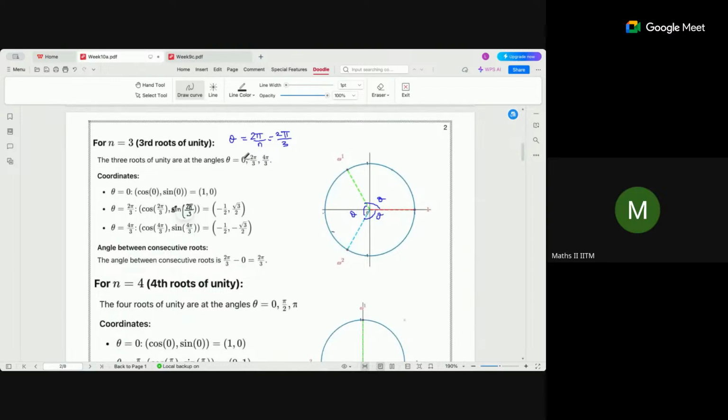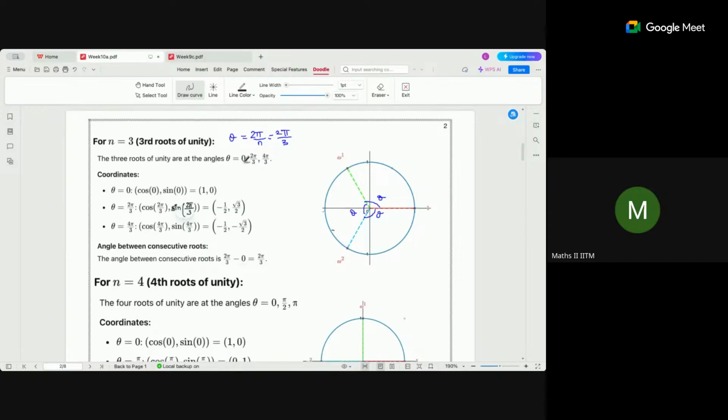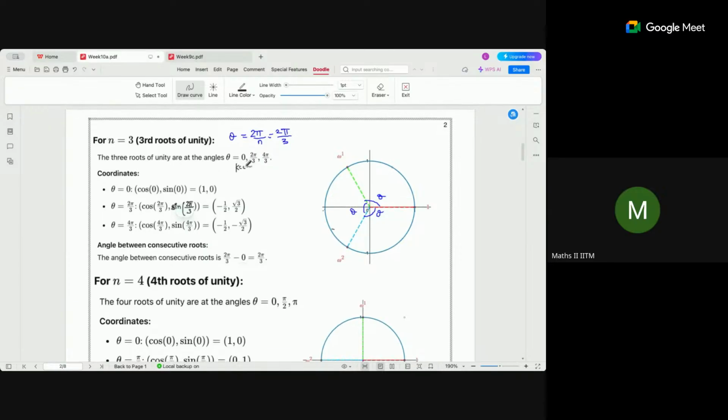Same way here also you see that. So here you have theta is equal to 0, 2 pi by 3, 4 pi by 3, because here 0 corresponds to k is equal to 0, here k is equal to 1, and here k is equal to 2. Okay, so how we are getting these three angles, you understand? So you know that your theta is 2 pi k by n, where k is from 0 to n minus 1. So here n is 3, so you have 0, 1, 2.